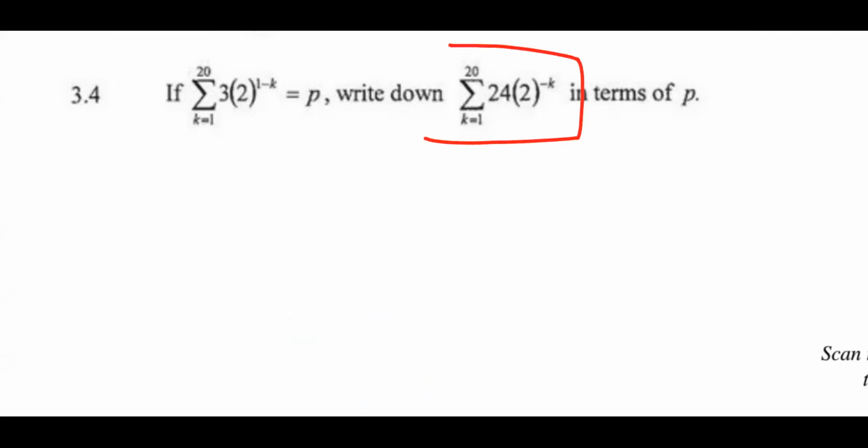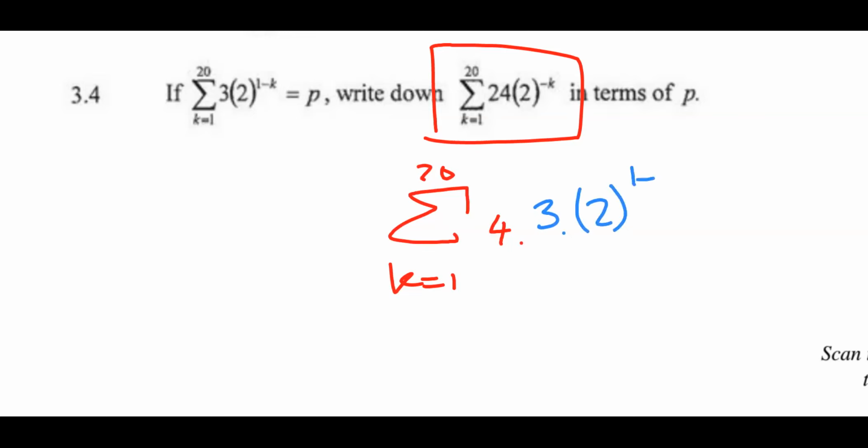So this can be rewritten as k equal to 1, 4 times, let me put this in blue, 3 times 2 to the power of 1 minus k. And we already know that is equal to p. So with the 4 being in front, this is then just equal to 4p. This entire thing is just equal to 4p. Okay, because all the terms are going to be 4 times bigger than what they were in the beginning.